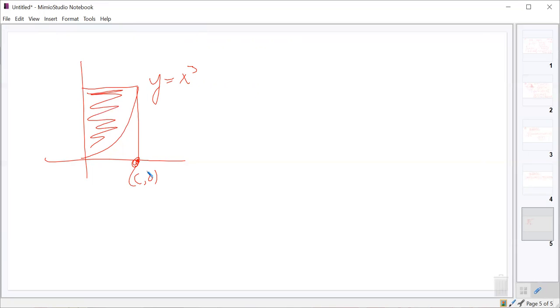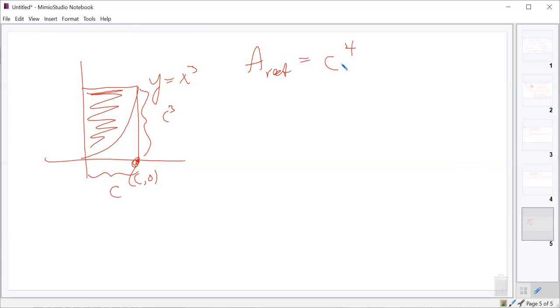Okay, so in order to figure out the ratio of this area, we got to figure out the area of the rectangle. What's the area of the rectangle? It should be the length, which is C, times the height, which is C cubed. So what's the area of the rectangle?